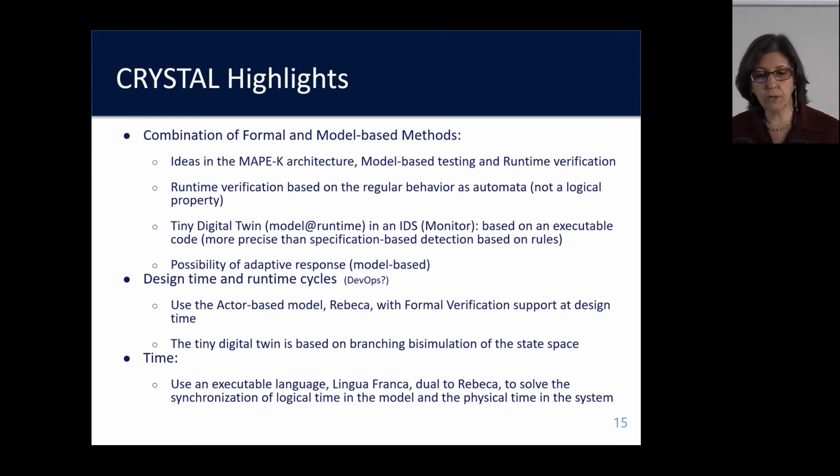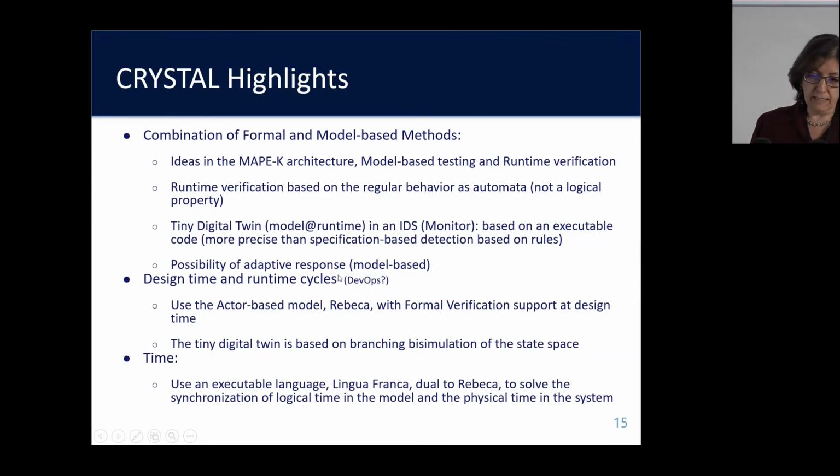So the highlights of our project are that we are combining formal methods and model-based methods. And again, we stay agile, and we are using the ideas in MAPE architecture, model-based testing, and runtime verification. We pick the ideas from different domains, and the ones that we thought are the best for what we're doing. So we don't have, for example, runtime verification based on a logical property. We have it based on the regular behavior. And the tiny digital twin is based on executable code, which is much more precise than a specification-based detection based on rules. And we have the possibility of adaptive responses because we know what we are expecting to happen later.